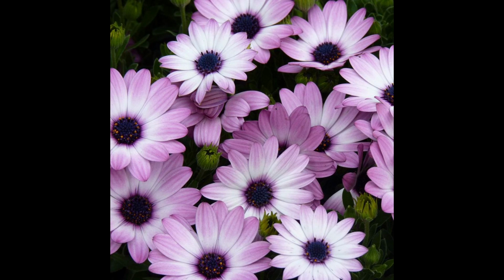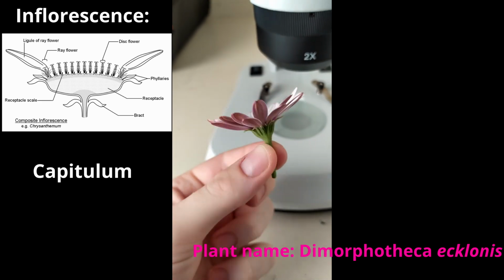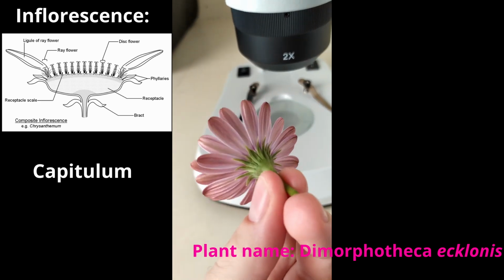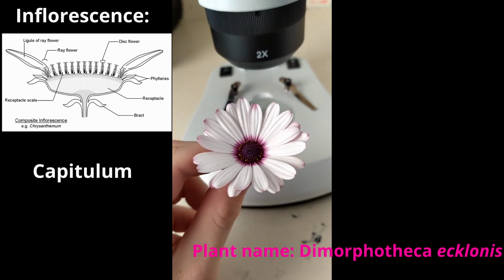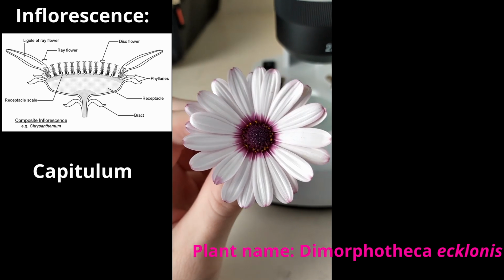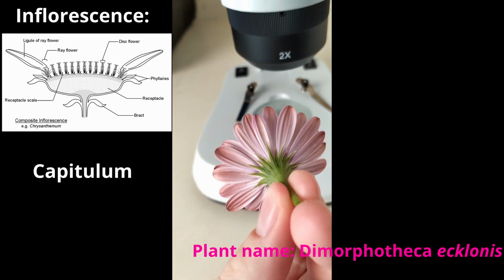Today we're going to be looking at another plant under the microstereoscope. This plant is commonly known as the African daisy and it's a very well-known decorative plant. Now the scientific name of this plant is the Dimorphotheca ecklonis, and I wanted to talk about this because it's a very complex flowering system, let's just say it like that. So let's get into it.